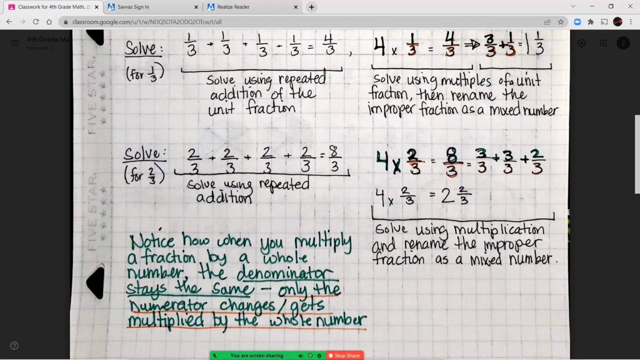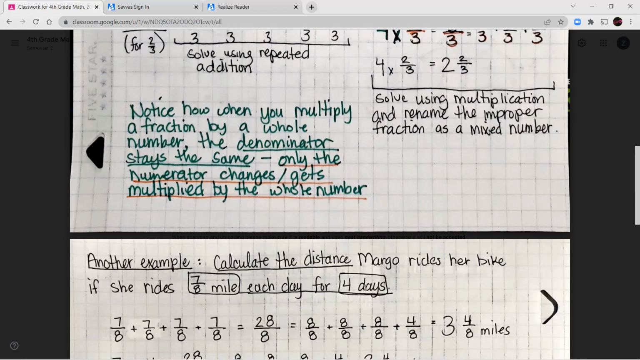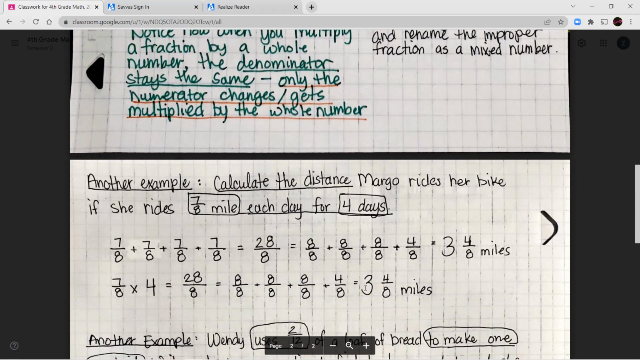Now notice when you multiply a fraction by a whole number, the denominator stays the same. Only the numerator changes and gets multiplied by that whole number. Only the numerator is the number that's going to change. Your whole stays the same. Your denominator stays the same.